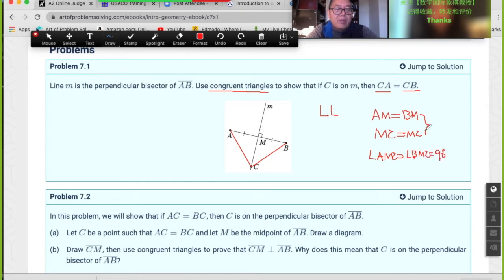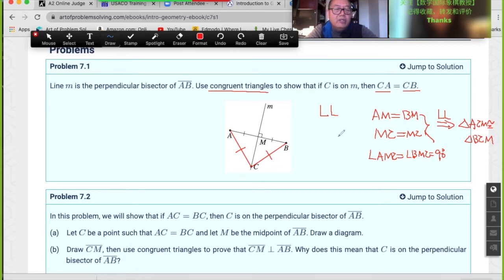Then you combine these three, you use LL. So this one's a leg, this one another leg. You got these two triangles are congruent: triangle ACM congruent with triangle BCM. After you got this congruence, then AC and BC are corresponding sides. Therefore, they're congruent. This is one way.